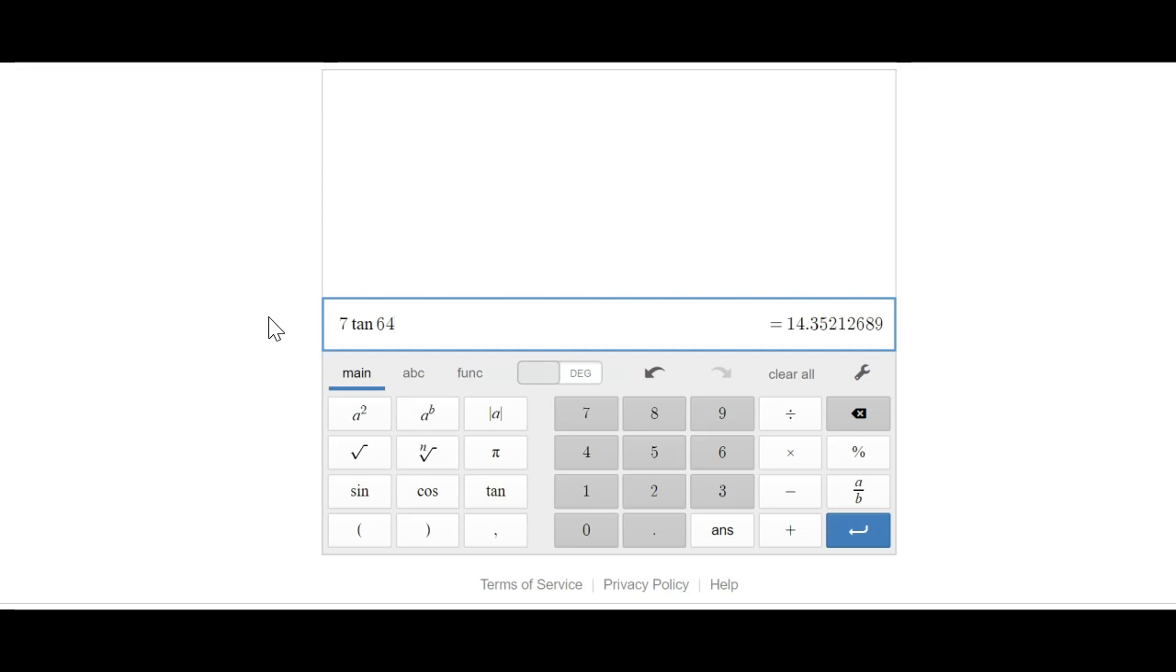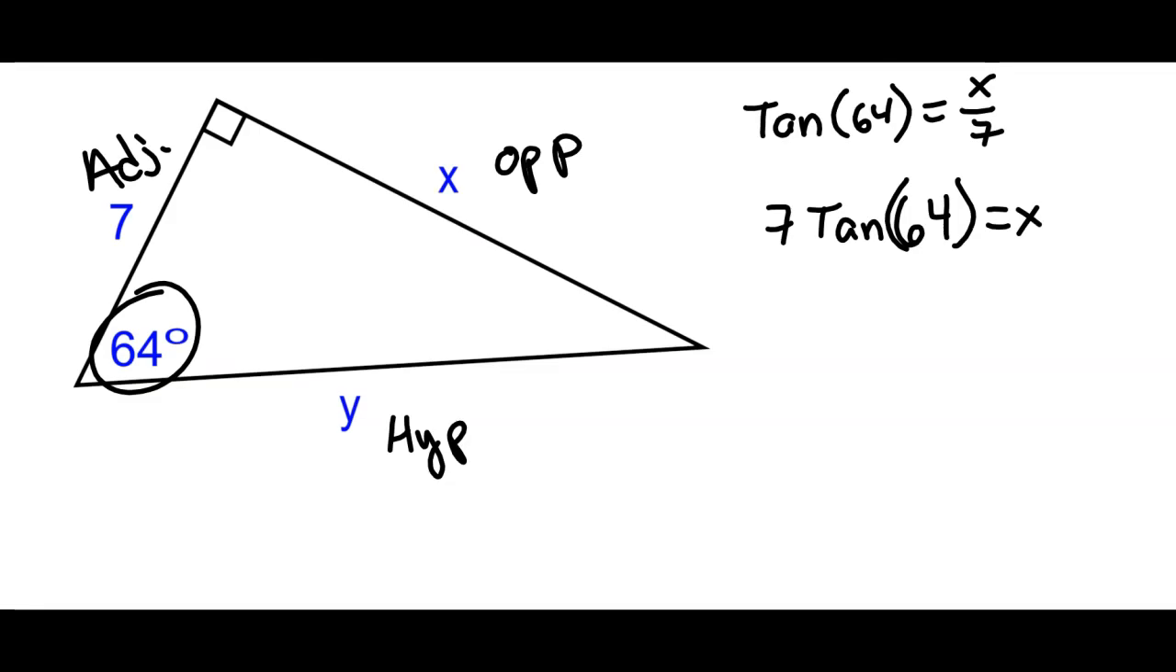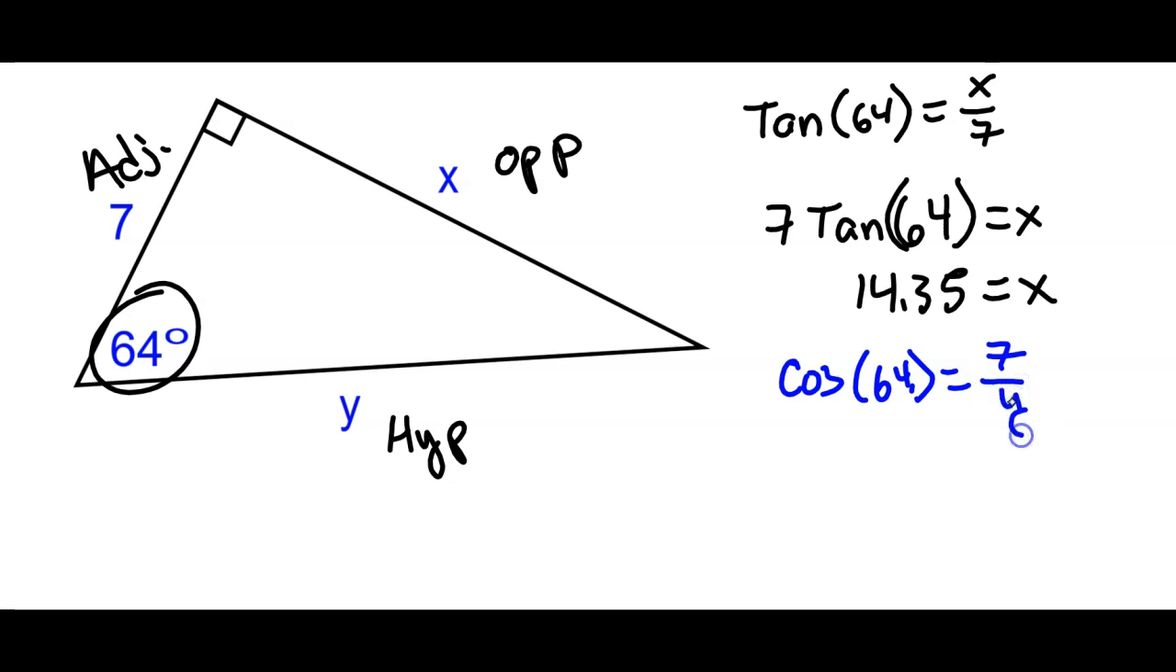This gives me 14.35. So x equals 14.35. We're going to use trig on all this, so we're going to skip Pythagorean theorem again and solve for y. So solving for y using the same 64, I've got the hypotenuse and the adjacent side. Adjacent and hypotenuse is going to be the cosine function. And so the cosine of my angle equals the adjacent side 7 over the hypotenuse y. Because the variable is in the denominator, I'm going to use the switch-on property, and I get y equals 7 divided by cosine of 64.